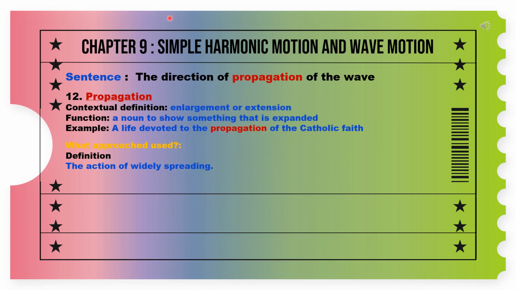Chapter 9, Simple Harmonic Motion and Wave Motion. The sentence is, the direction of propagation of the wave. What is the contextual definition of propagation? It is enlargement or extension. The function is a noun to show something that is expanded. The example is a life devoted to the propagation of the Catholic faith. The definition is the action of widely spreading.